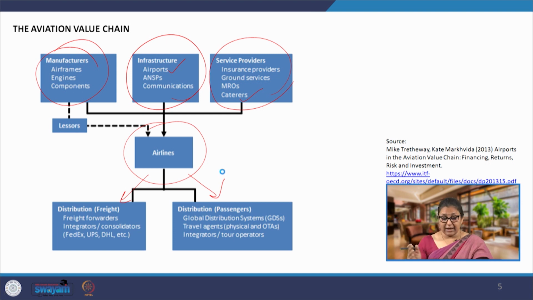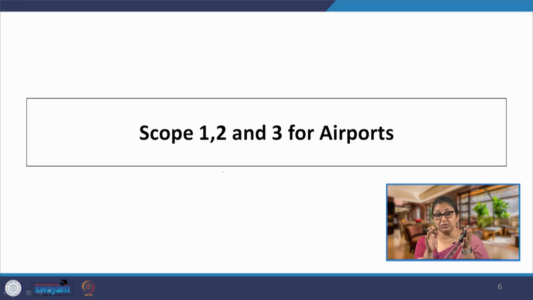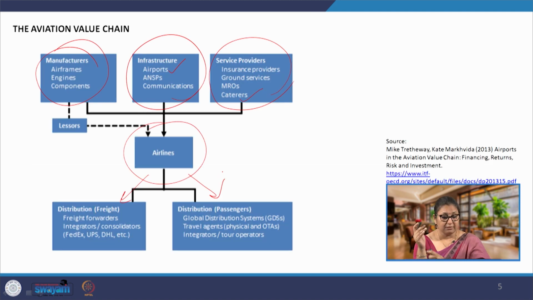Now, if we look at this entire value chain of aviation, we will see that the maximum, the significant amount of emissions from the aviation value chain is actually coming from flying of aircraft. So, if we look at the 100% emissions, in certain cases we will see that almost 90% of the emissions are coming from the flying of aircraft, because that is where the fuel is being burnt.